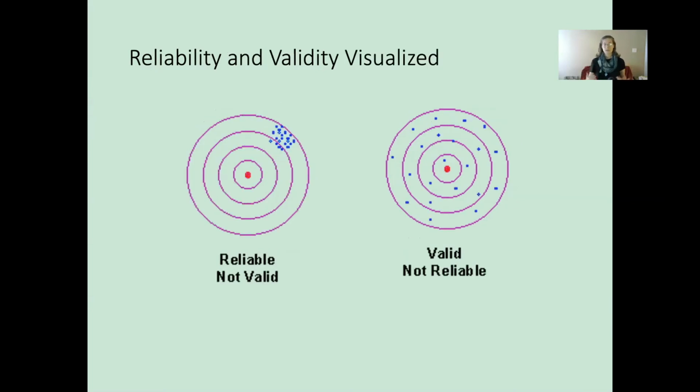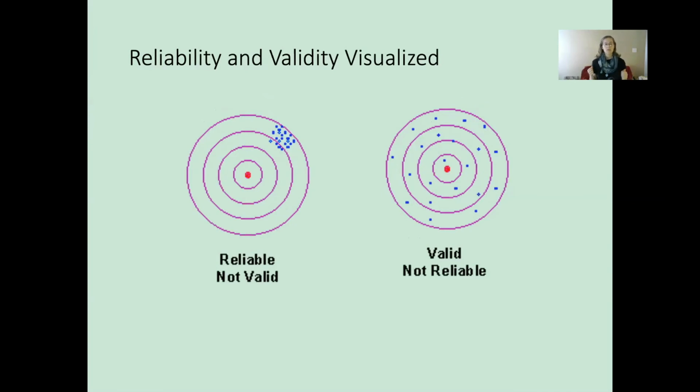We have another set of bullseyes. On the left, we have one that represents reliable, not valid. And that shows a lot of our blue dots clustered very, very close together. So remember, if they're consistent with each other, that's reliability. If your second dart ends up close to your first one, it's reliable, even if your first one is not close to the target. And that's what we're looking at here.